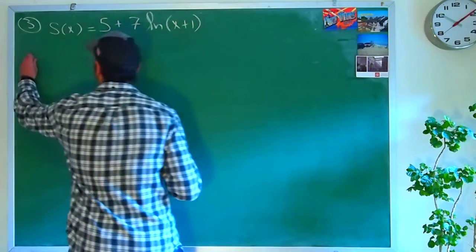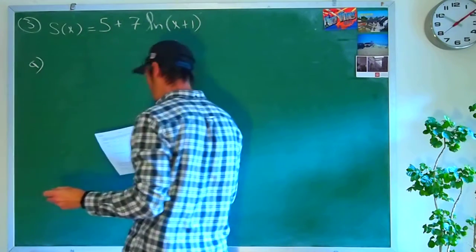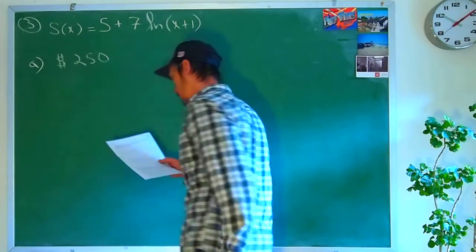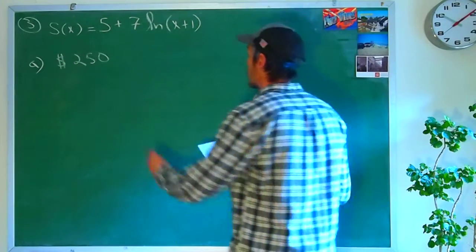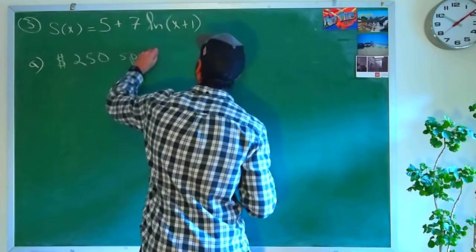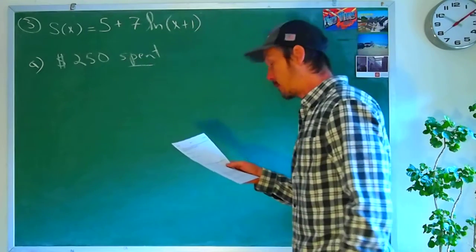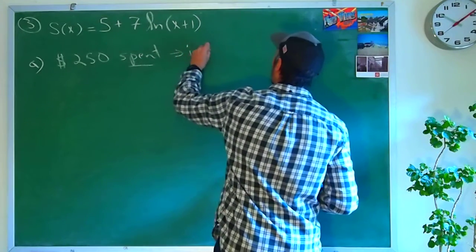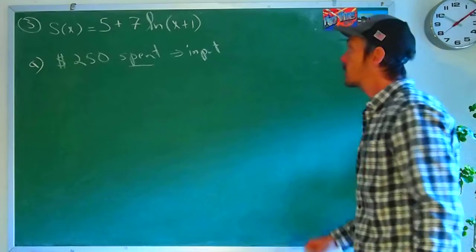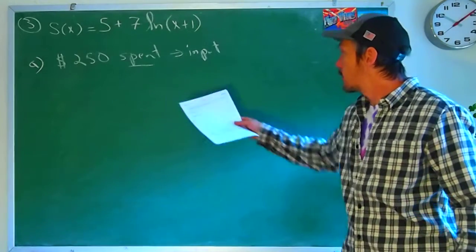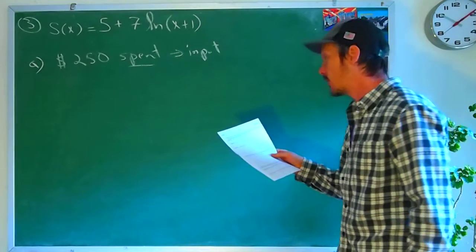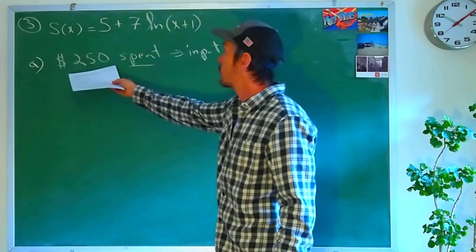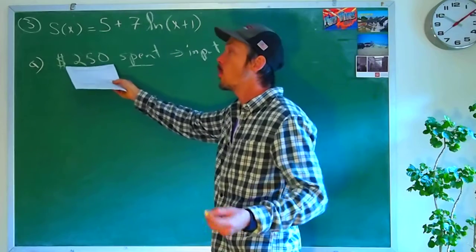So part A, right? So the company spends $250. Okay, that's spent. So that's the input of the function, right? So this is an input. But there is one thing to take note of here, which is that the way this function is defined, the inputs are in hundreds. So this is $250. That's in ones.